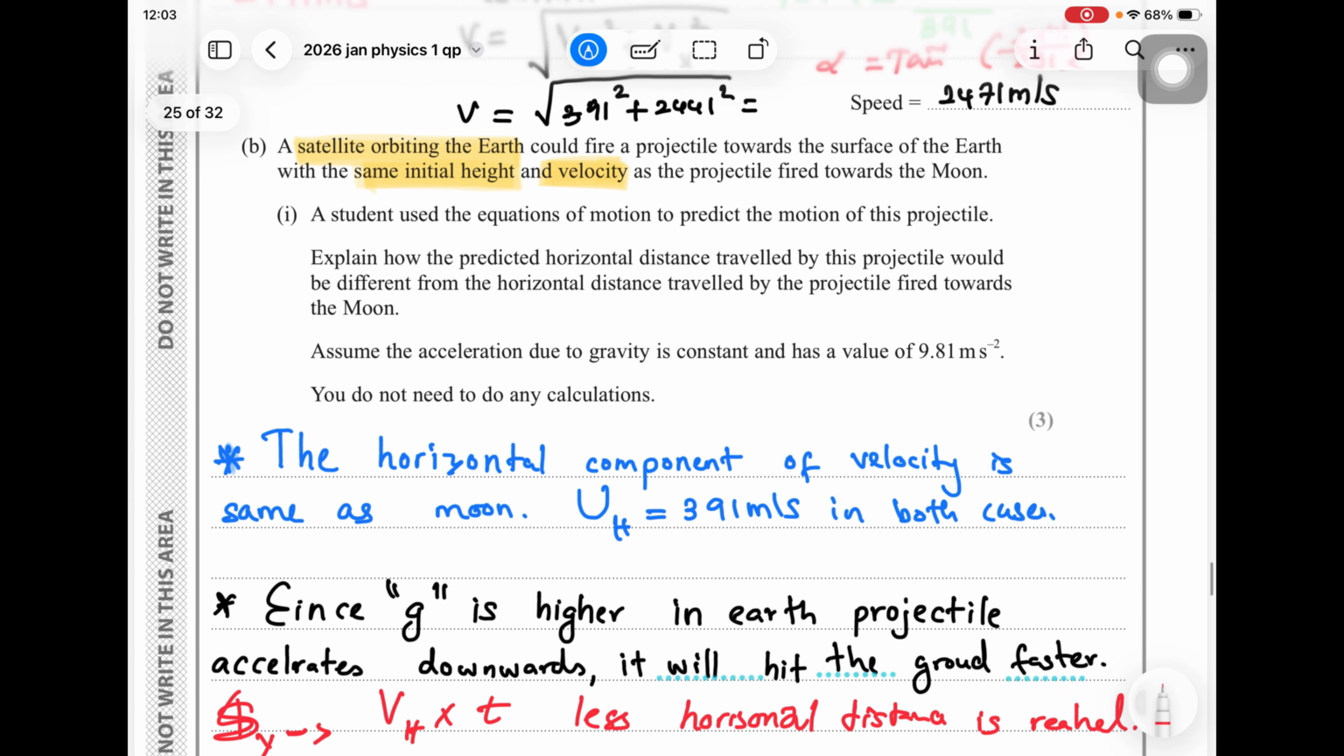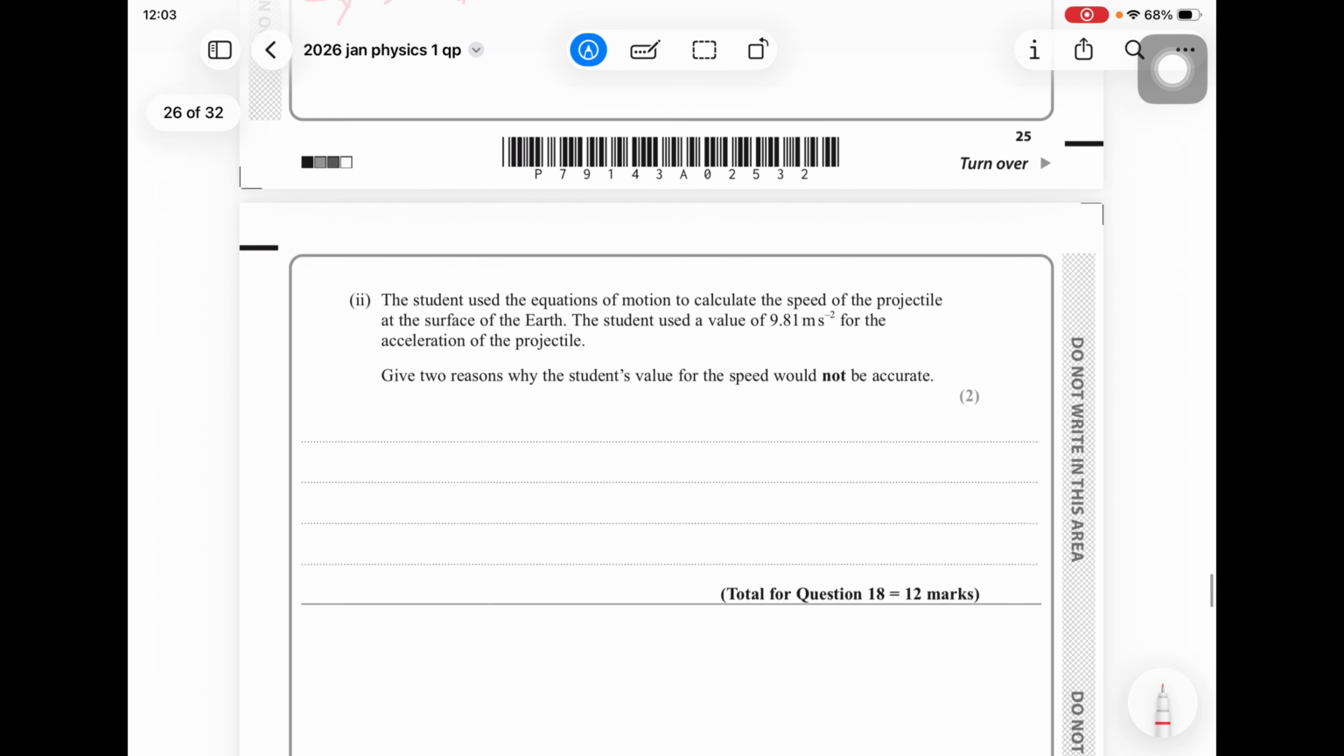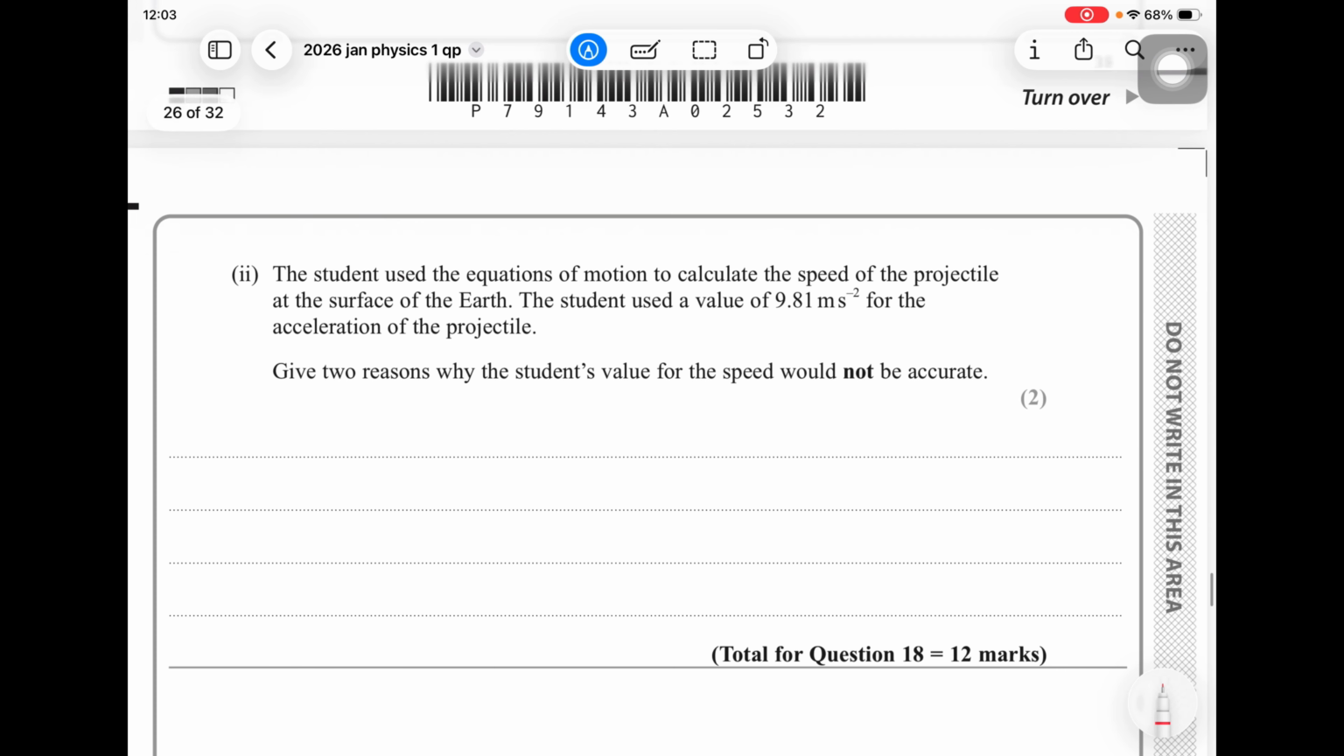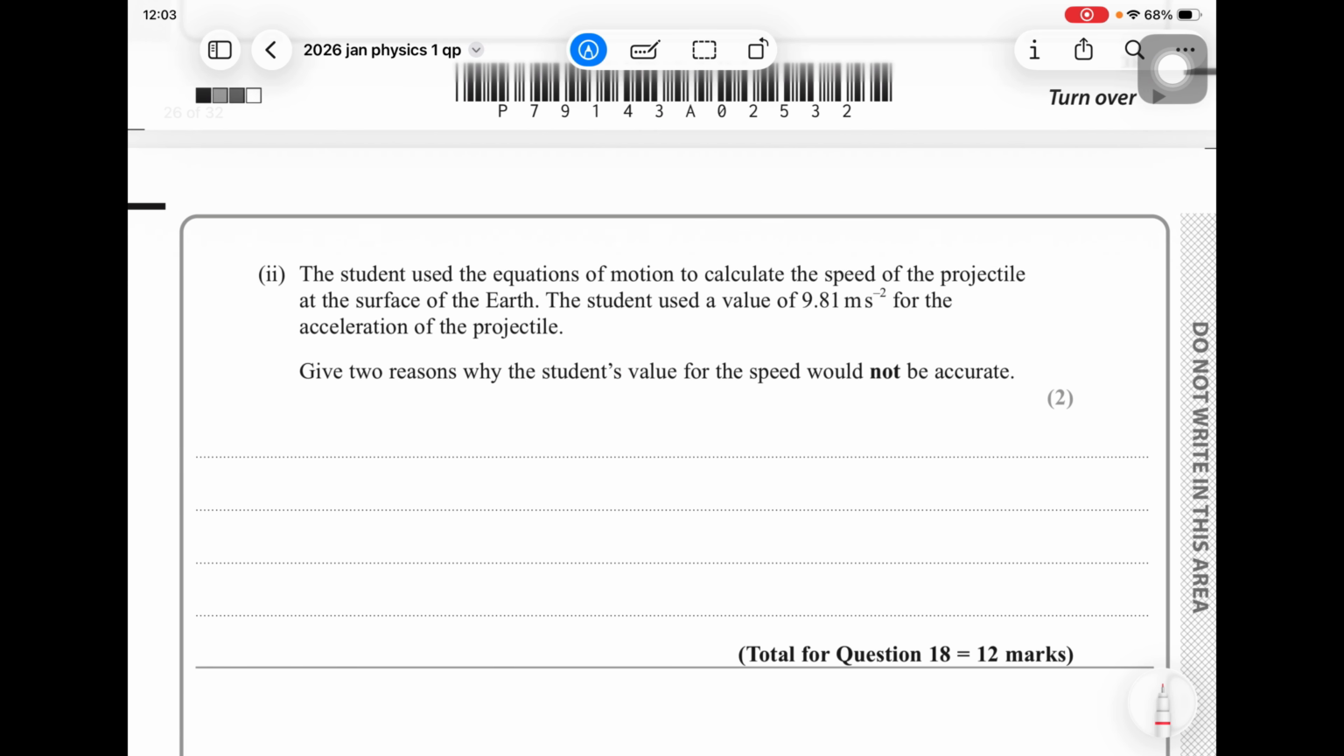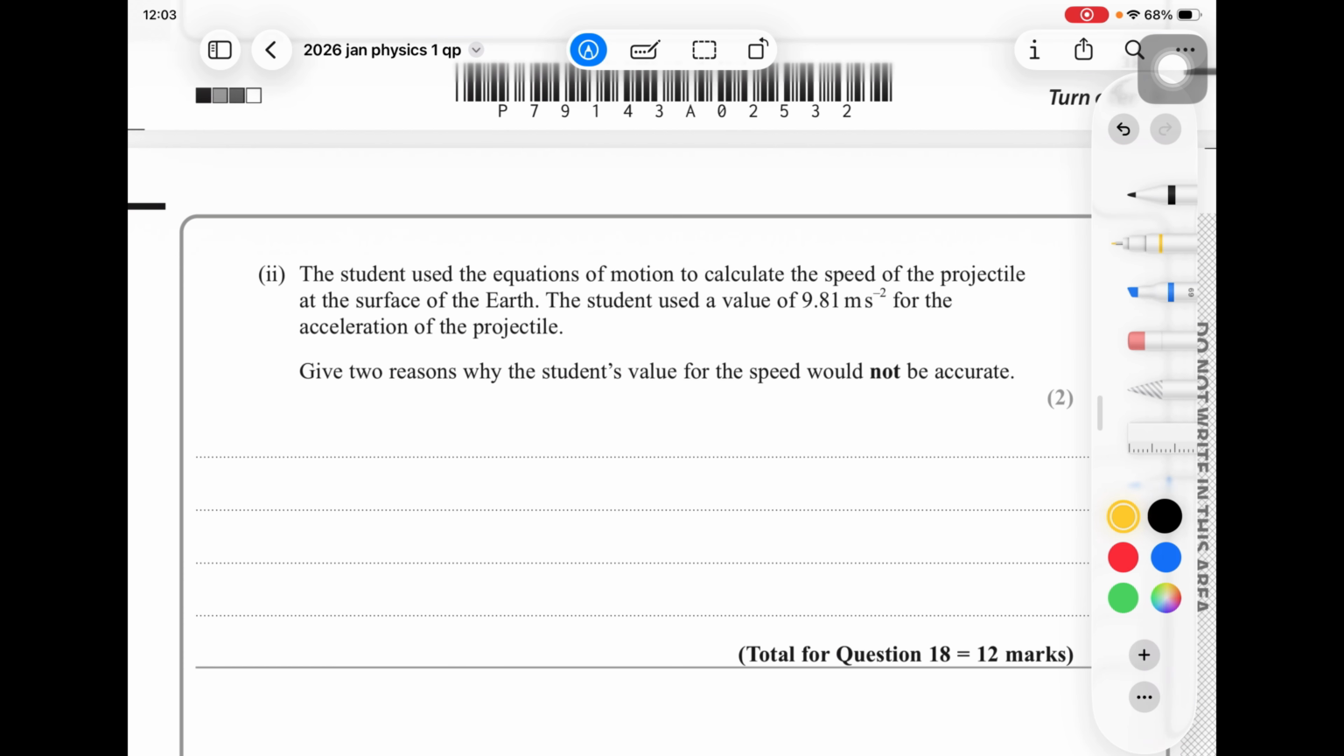Okay, so now the B part is completed. Let's go to the Roman number 2 of the B part. So it's a 2 marker which is quite easy. The student used the equations of motion to calculate the speed of the projectile at the surface of Earth. The student used a value of 9.81 for the acceleration of the projectile, but they are asking why the student's value would not be accurate. Why is he wrong? Asking why, because in here there is no judgment whether that is correct or not. They are asking us straight away, okay, the student is wrong. Tell us why.